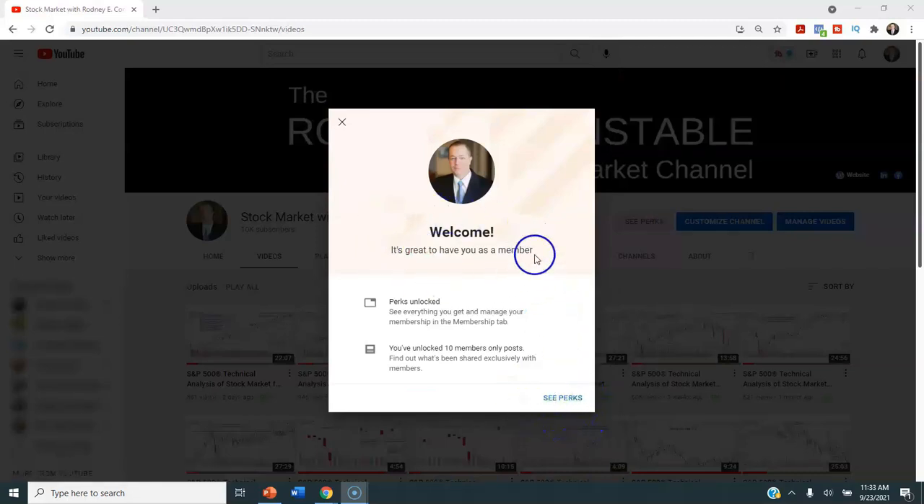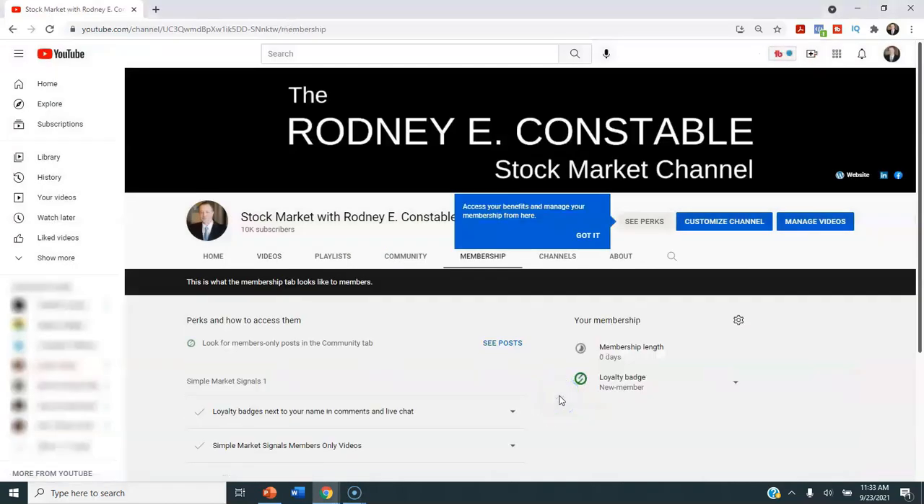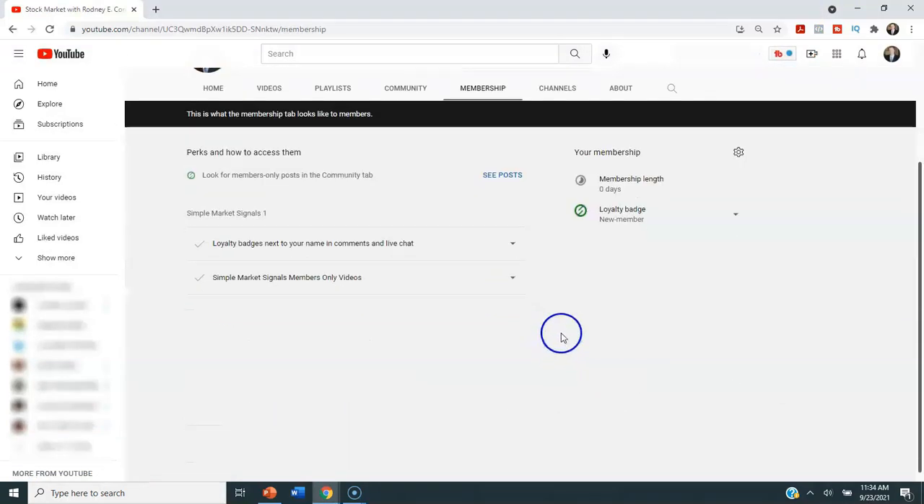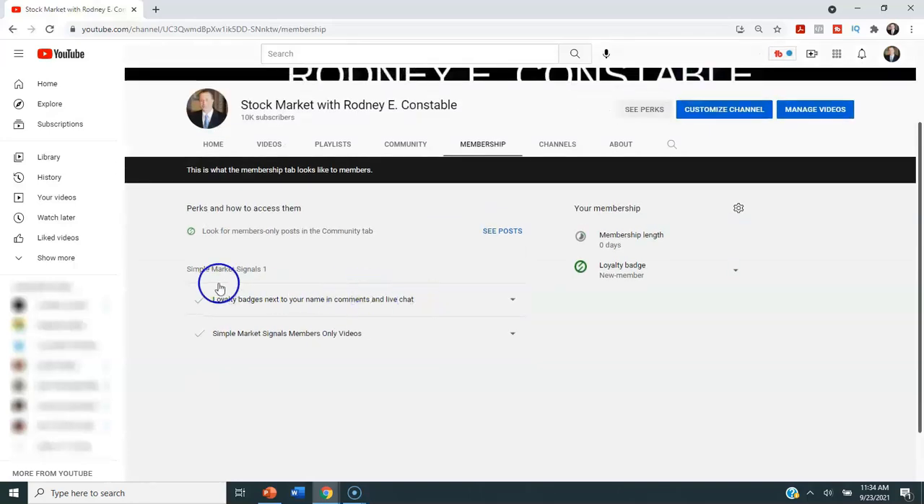So once you hit that buy button, which is in the lower right-hand corner of that previous box, you will then get this pop-up. Welcome. It's great to have you as a member. Then you can click on See Perks. Once you fill all that out and your membership is established, you will have access to the membership area where you will be able to see the perks.